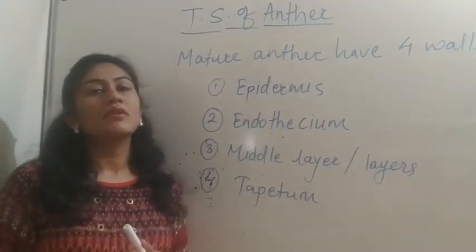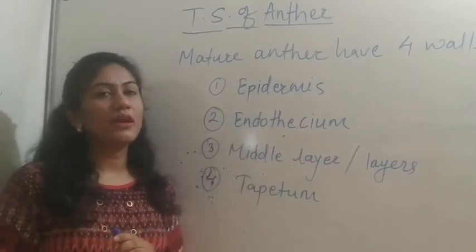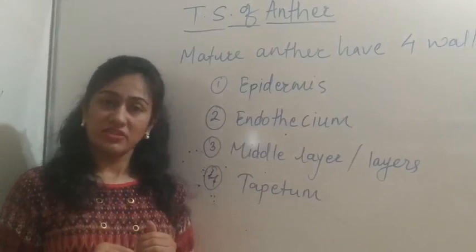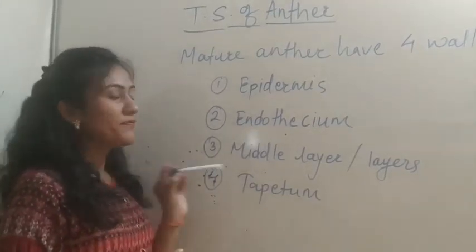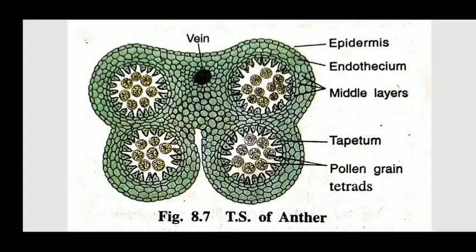But we need a diagram to explain these 4 walls of the anther. With the diagram, I will explain the structure and function of these 4 different layers in the structure of anther. Okay, so this is our diagram for TS of anther. What is the meaning of TS? Transverse section of anther. As I told you earlier, a mature anther has 4 walls or layers, that is epidermis, endothecium, middle layer and tapetum. Now I'll explain one by one the function and structure of each layer.